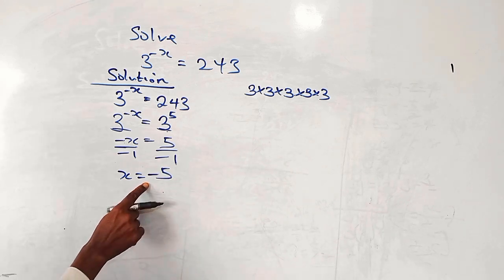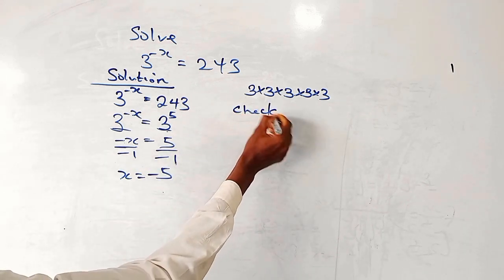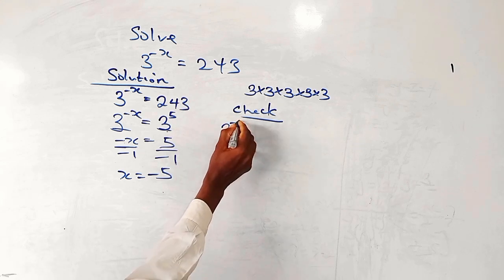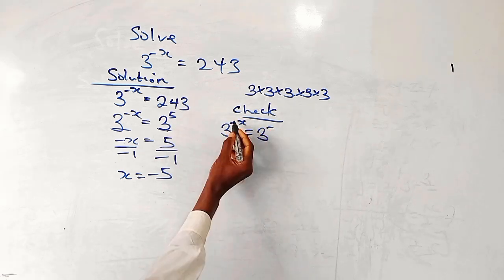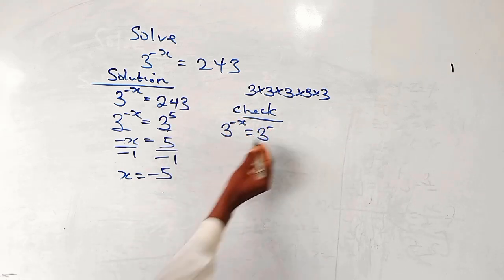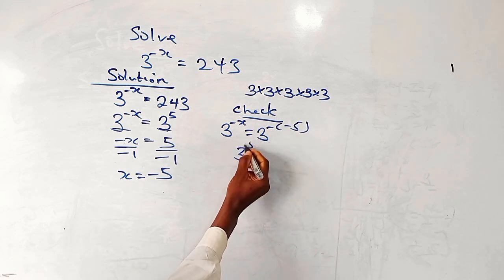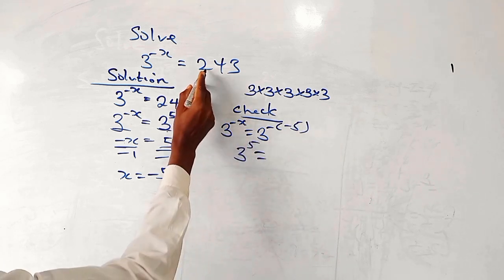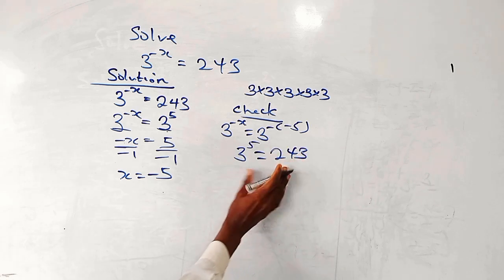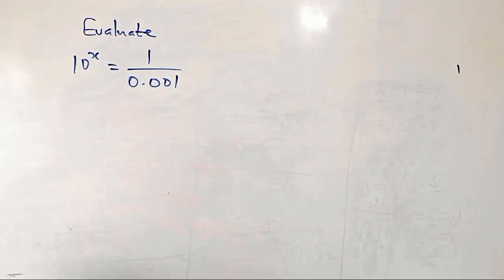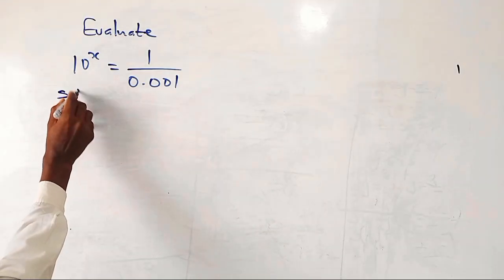So this is the value of x. We want to check it. Okay, for 3 raised to power minus x equals 3 raised to power minus, for x is minus 5. So I have 3 raised to power minus times minus is plus. So 3 raised to power 5 gives me 243.